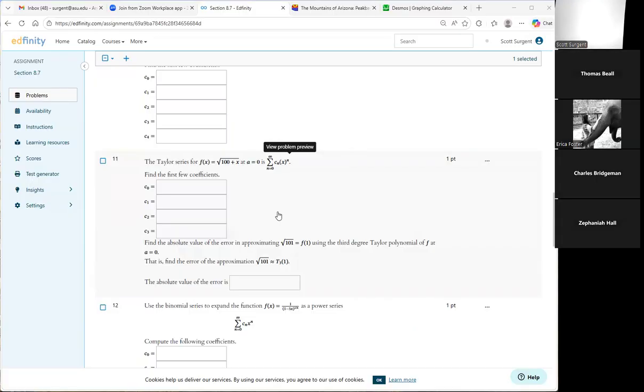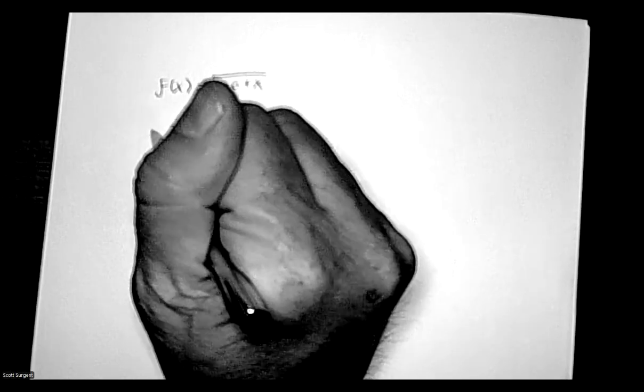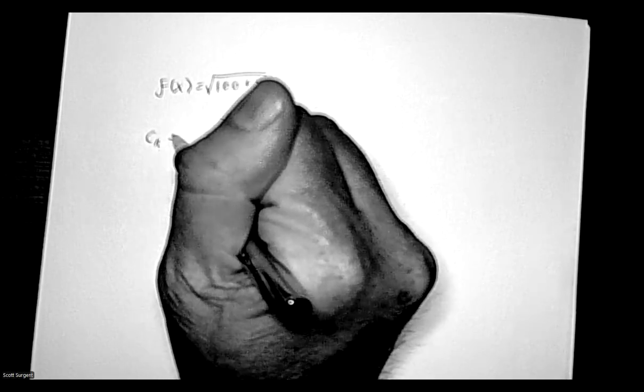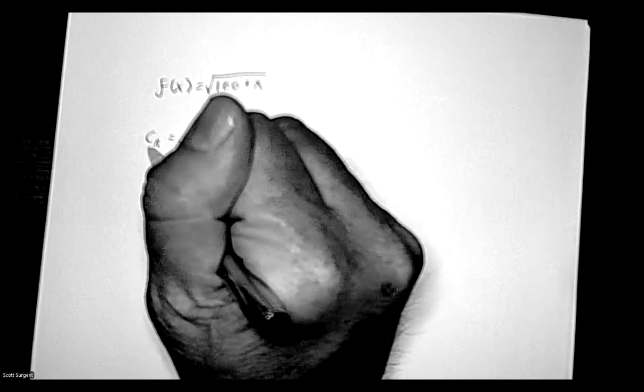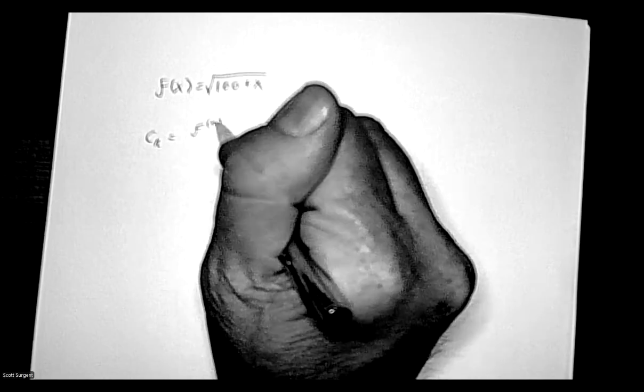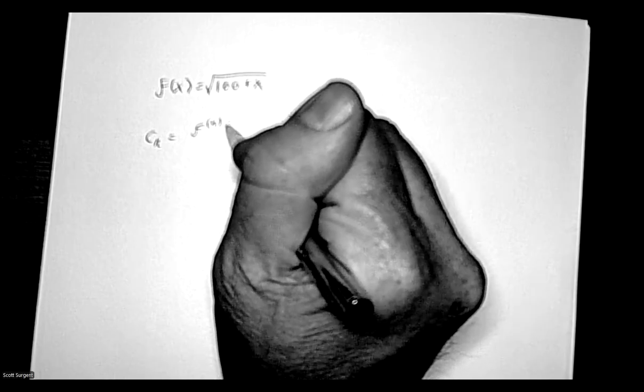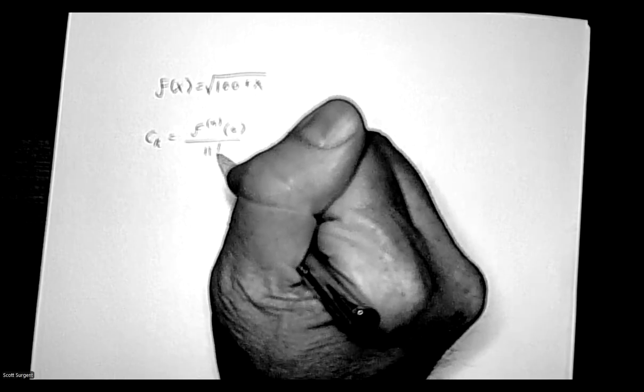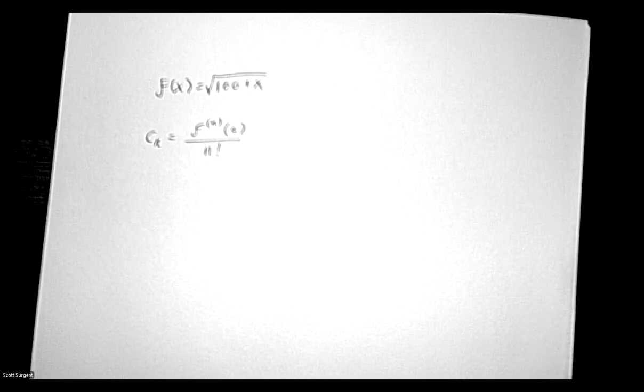With square roots, well, let me just write it down. We've got f of x is the square root of 100 plus x. And we just want to figure out some coefficients here. We'll just kind of beat it up with a stick, I guess. The general form is the coefficient c sub n is the nth derivative of f evaluated at the center, over n factorial. Here, in this case, the center is going to be 0.